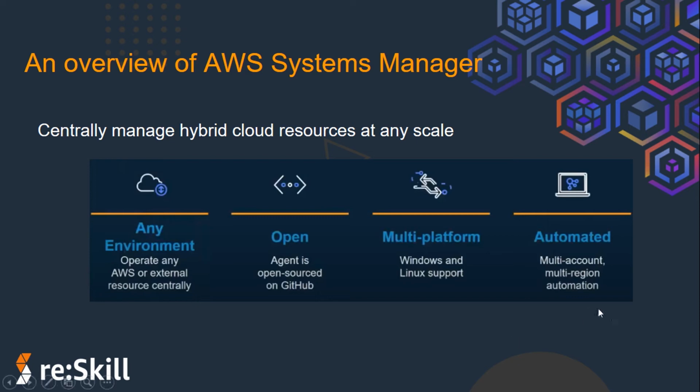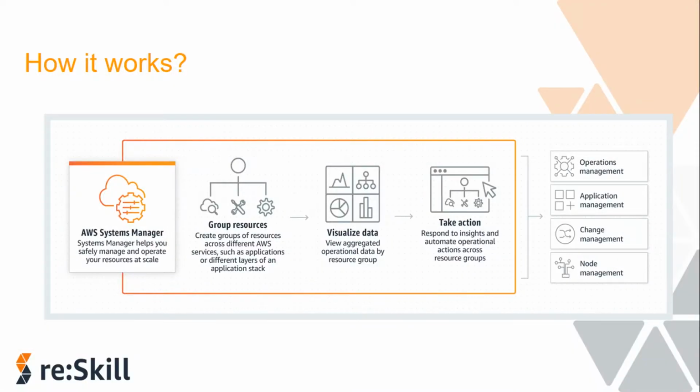Also, there's a hub for automation in Systems Manager, which is a capability that simplifies common maintenance, deployment, and remediation tasks for AWS services like Amazon EC2, Amazon RDS, Amazon Redshift, Amazon S3, and many more. So let's have a look at how it works exactly. First of all, as we have learned, Systems Manager helps you to manage and operate your resources at scale, whether the resources are in the cloud or even outside AWS.